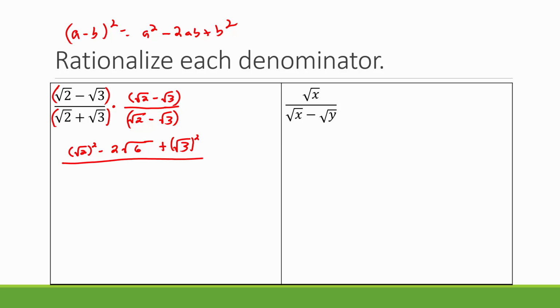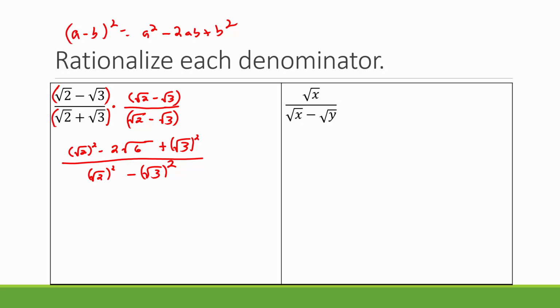Using my shortcut in my denominator, use my shortcut rule for the sum and difference: the first term squared minus the second term squared. Now the 2 times the square root of 6, the 2 comes from the formula for our shortcut. The 6 comes from the first term and second term. Square root of 2 times the square root of 3 is the square root of 6. That's how I got that in the middle.